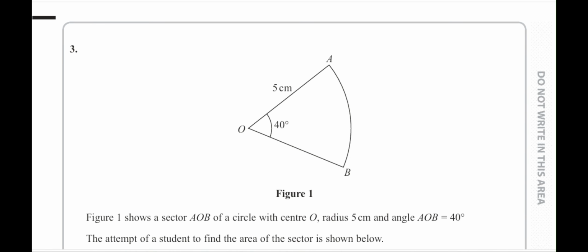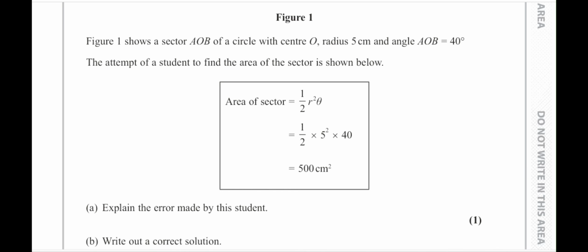Question 3. Figure 1 shows a sector AOB of a circle with center O, radius 5 centimeters, and angle AOB equals 40 degrees. The attempt of a student to find the area of the sector is shown below. Area of sector equals half r squared theta, that is half times 5 squared times 40, which is equal to 500 centimeters squared. Explain the error made by the student.